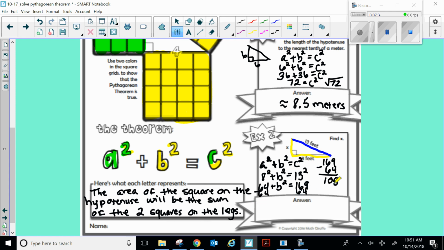Now that is not the length of my side. Remember, my hypotenuse has to be the longest side, and 105 is not reasonable for this to be 105 feet. That's the size of the square. So to find the length of the side, I'm going to do the square root of 105. So my answer is approximately 10.2.